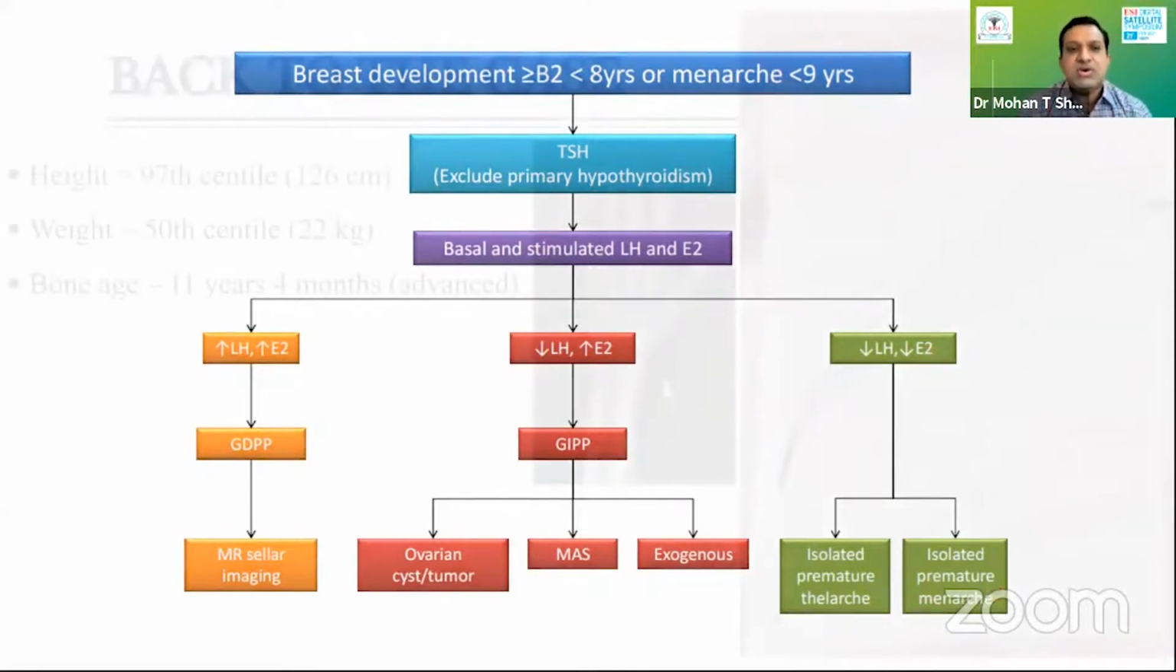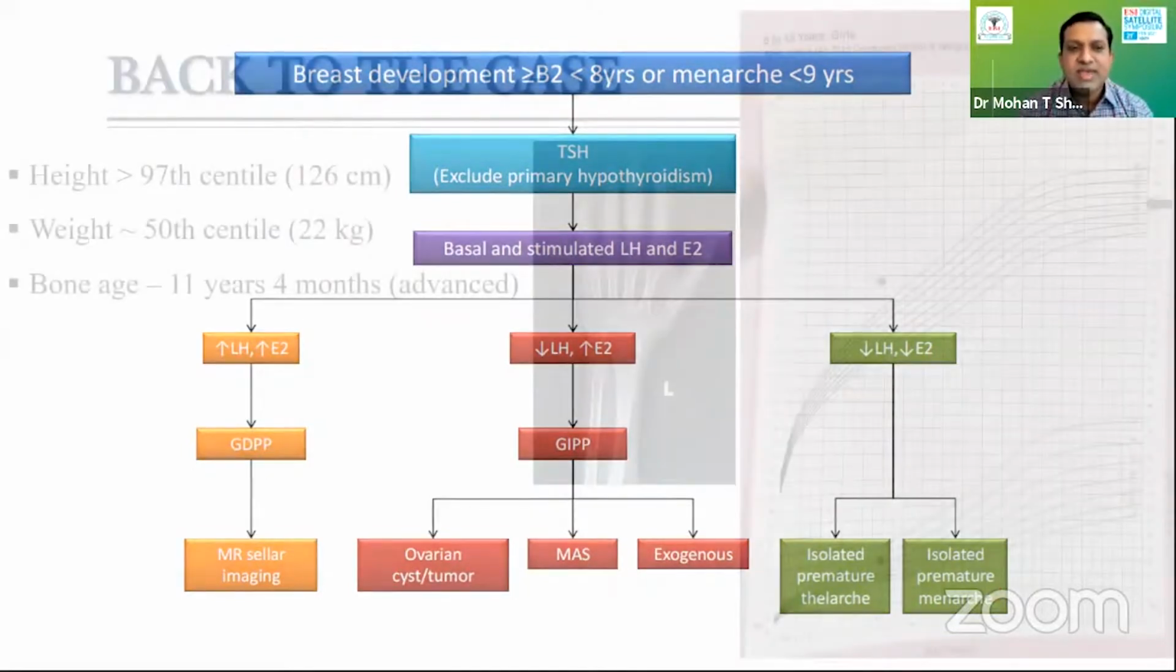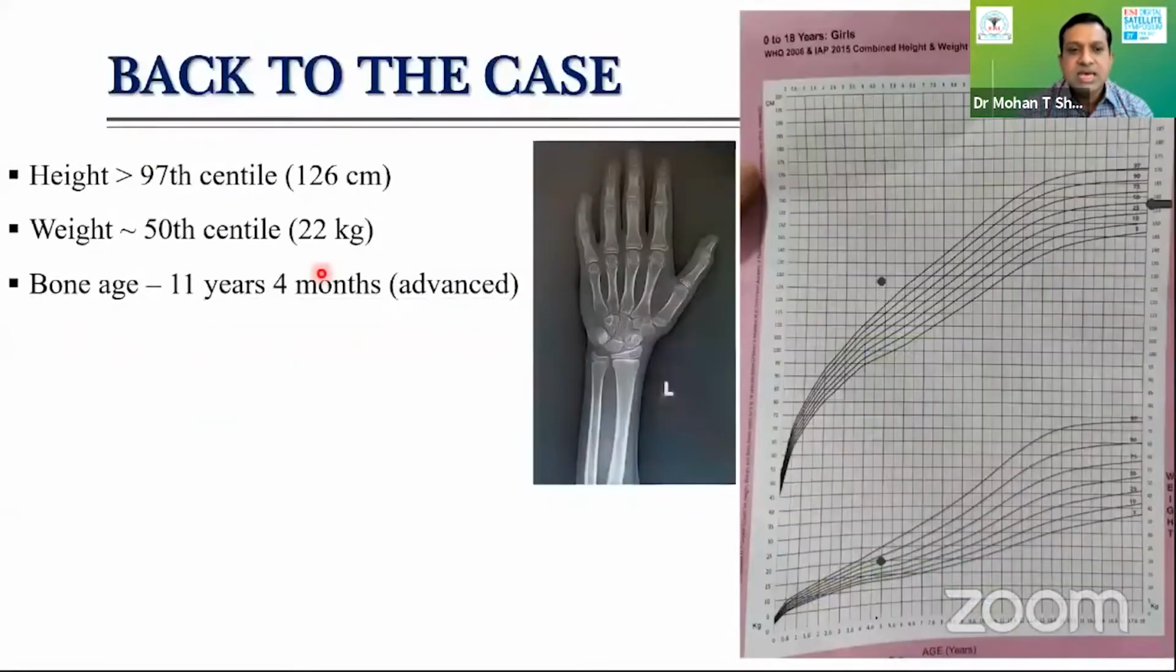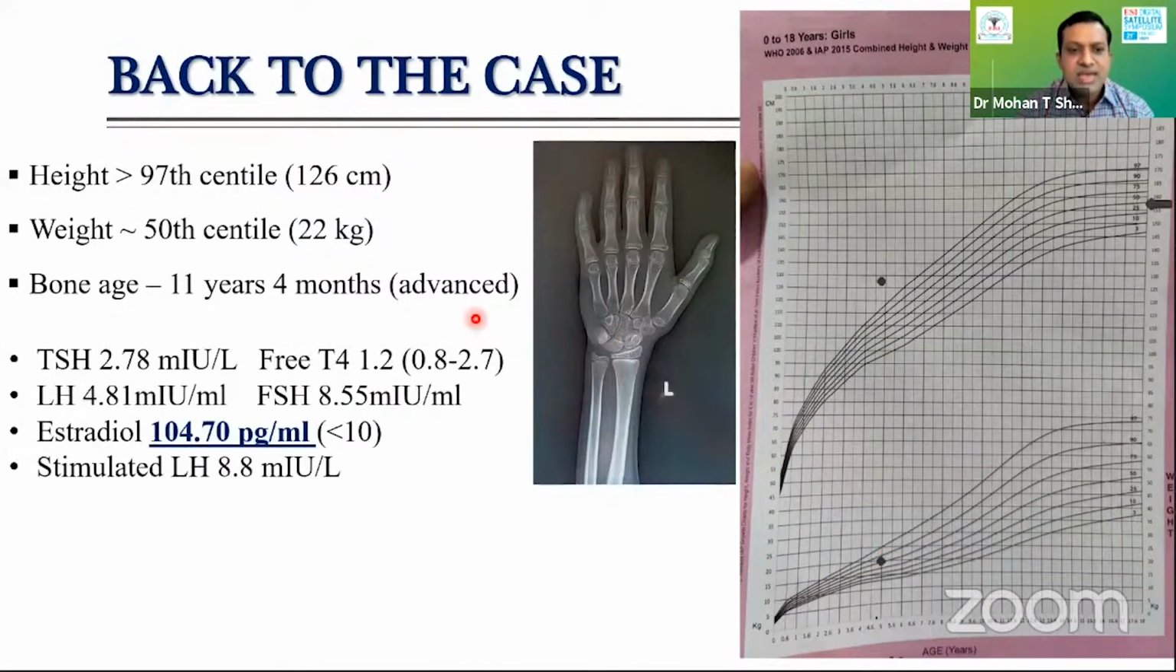Back to the case. The girl was followed up, and we can see the height was more than the 97th centile. The weight is in the middle range. The bone age comes to advanced, that is 11 years, 4 months. The values are captured. TSH is normal, and you can see LH is mildly elevated. For that age group FSH is also high, and estradiol is coming to a higher range. Normal value is less than 10. Similarly, LH done was 8.8 mIU per liter.